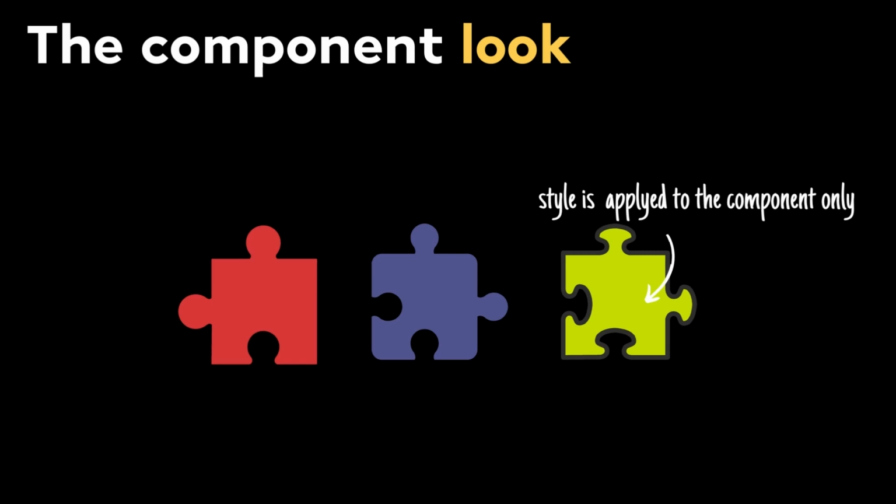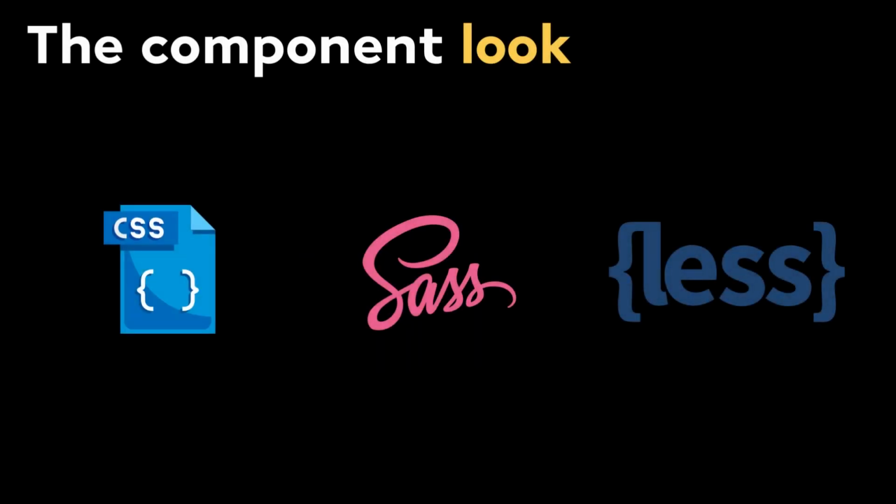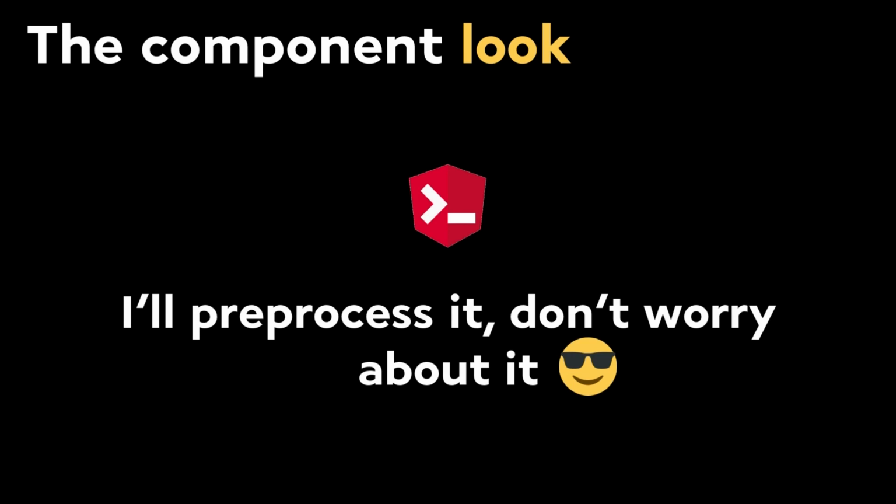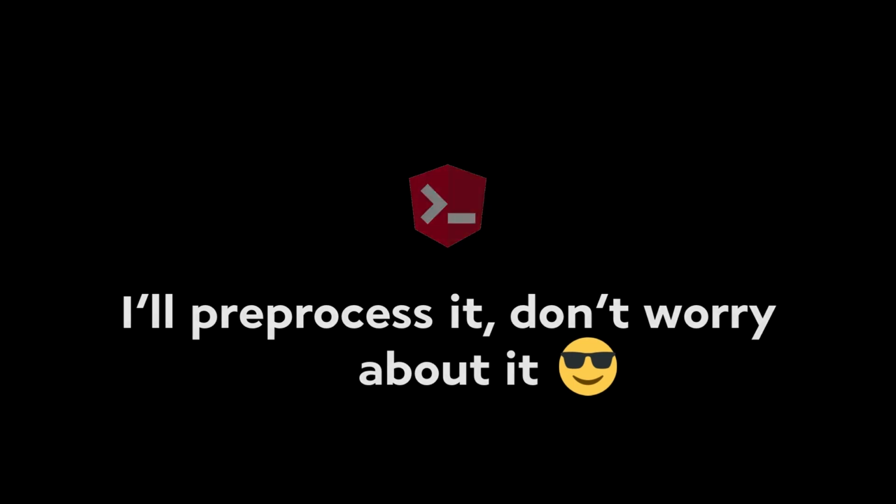Angular by default applies the component style inside the component only and not outside the component. You can override this configuration with the Angular view encapsulation. You can write style files in CSS, Sass, or Less, and specify those files in the component styleUrls metadata with the appropriate extensions. And this is possible thanks to the Angular CLI we use to create our application.